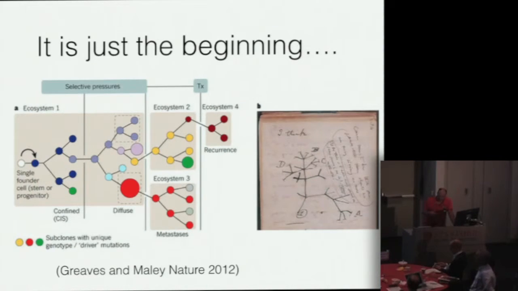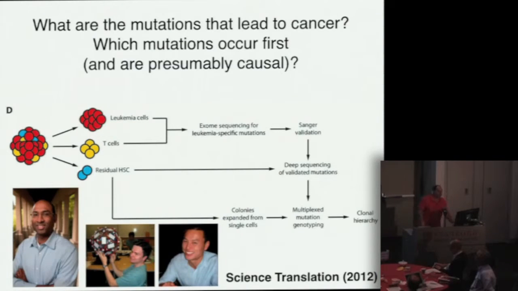Now I want to look at maybe a more challenging problem, look even further back in time. So if the clonal structure lets you infer the historical evolution of the tumor, I want to look back even earlier now and tell you a little story about what are the earliest mutations that occur that lead to the cancer. Really the very first ones, and presumably the causal ones.